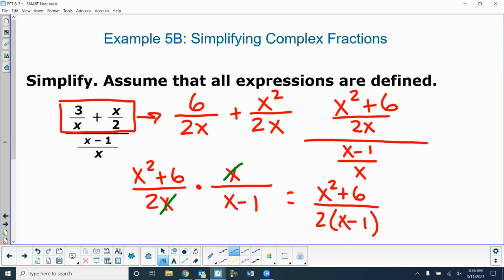Again, we don't have to worry about any restrictions for these. So we had to do an addition problem first. So we got the numerator to be a regular fraction, not two fractions. And then we multiplied by the reciprocal to simplify.